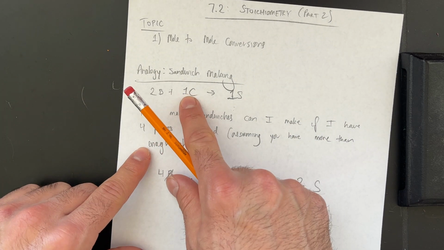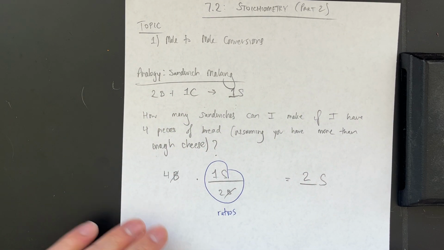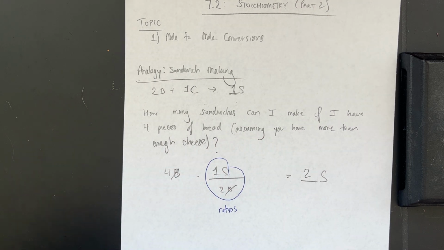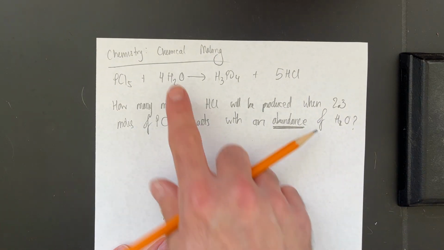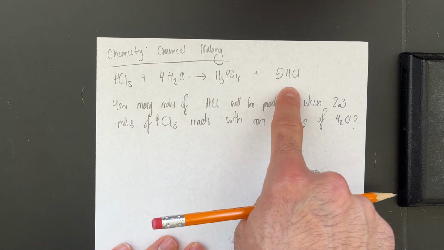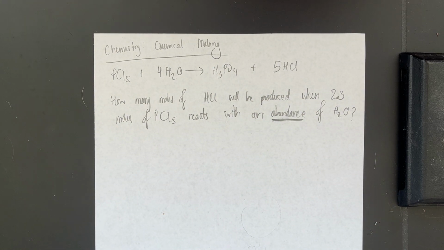Because technically, if you have 0 cheese here, then you really can't make a sandwich, right? Because you just have bread, but no sandwich. But don't worry about that, okay? We'll add that on in 7.4 when we talk about limiting reactants. But for now, assume you have more than enough cheese. Here, assume that you have an abundance of H2O. Don't worry about this running out. Just, if you have 2.3 moles of PCl5, how much HCl can you make? Use the exact same logic from sandwich making.